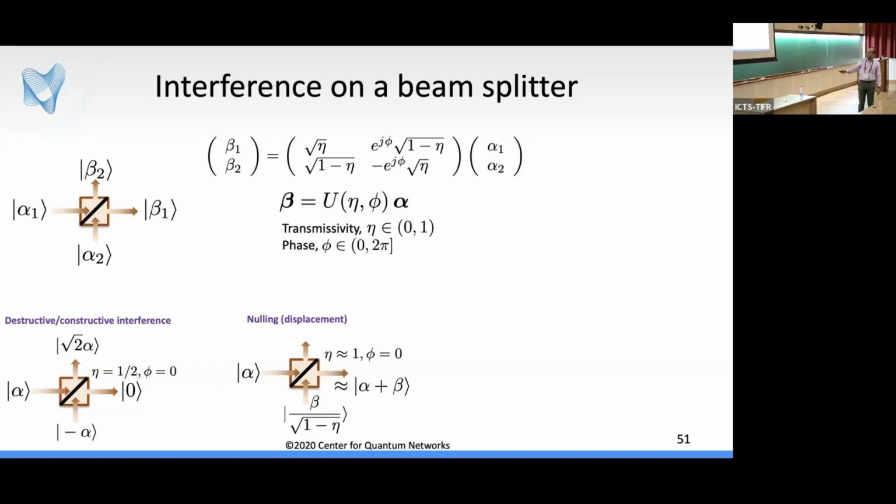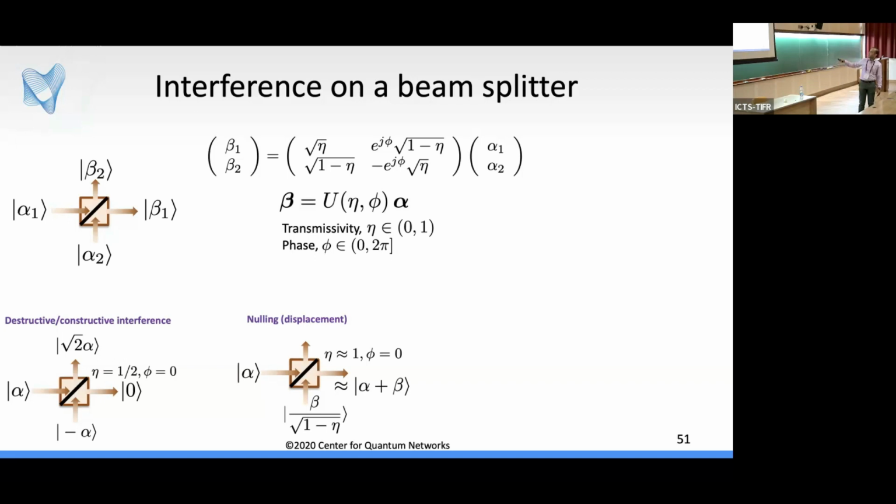This example of an interference: I have an alpha here, alpha 1 is alpha. Alpha 2 is beta over square root of 1 minus eta. Beta is a complex number. Put it into this formula, the first line. Phi is 0. Square root of eta times alpha 1. Eta is very close to 1. So alpha 1 is alpha. Square root of eta times alpha 1 is close to alpha.